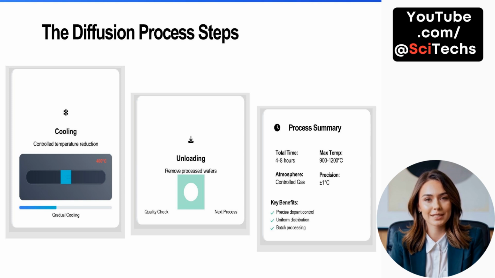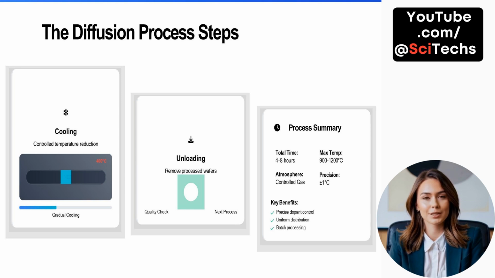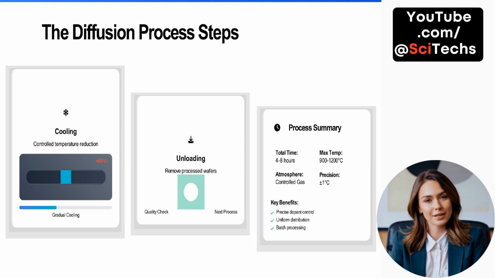The diffusion process. Steps. Following the high-temperature phase of diffusion, the cooling step is essential. Cooling is carried out in a controlled manner to gradually reduce the temperature of the wafers. Rapid cooling can induce thermal stress and damage, so a gradual drop from high temperatures like 1200 degrees Celsius to around 400 degrees Celsius is used to stabilize the dopant distribution and maintain wafer integrity. After reaching a safe temperature, the unloading step begins.